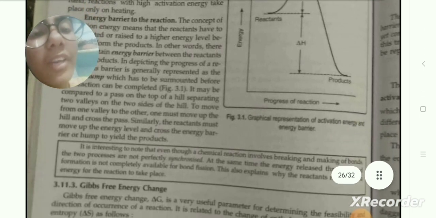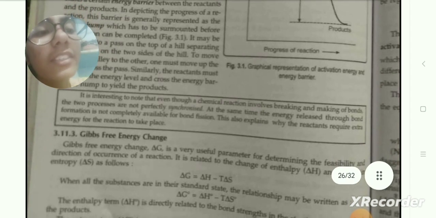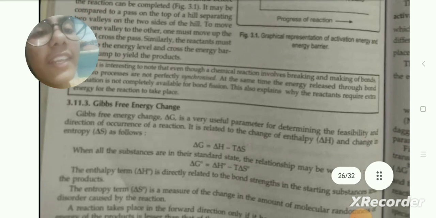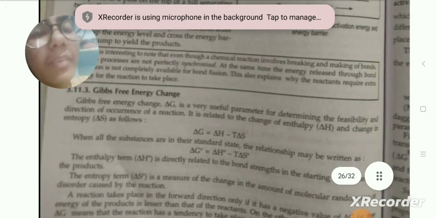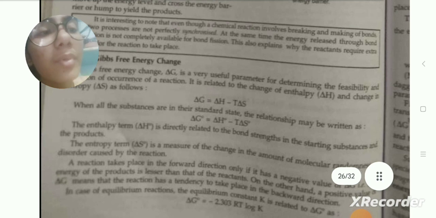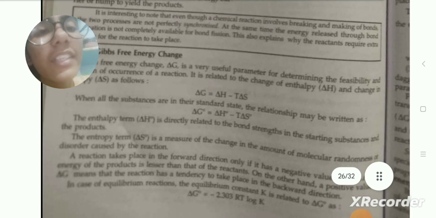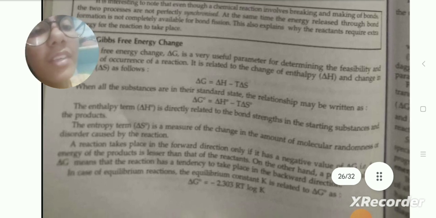Next one is the Gibbs free energy change. Gibbs free energy change, del G, is a very useful parameter in determining the feasibility and the direction of a reaction. It involves concurrent changes of enthalpy and entropy. When the reaction is at standard state, the relationship may be written in terms of the enthalpy term. Del H is directly related to the bonds in the starting state and the products.